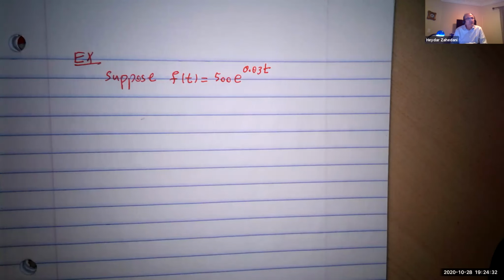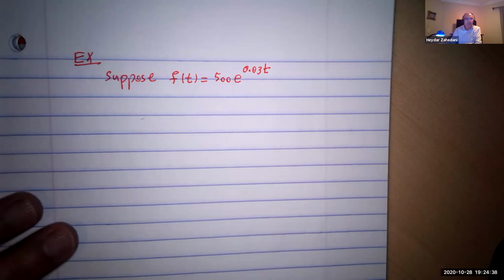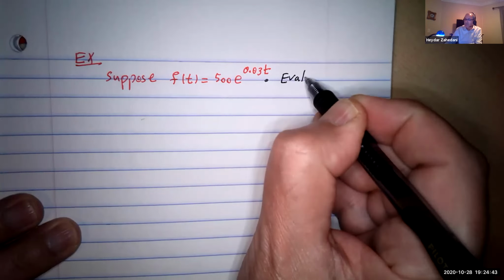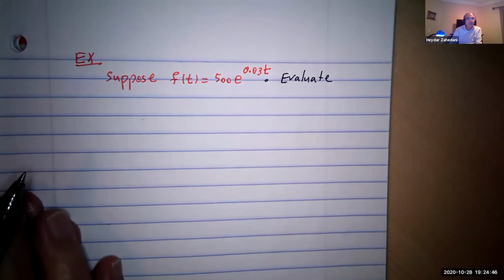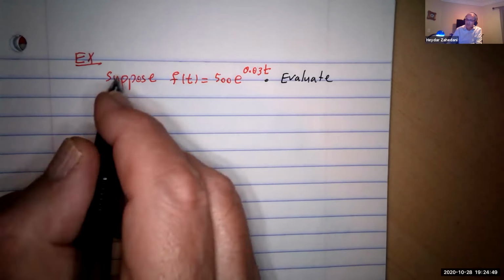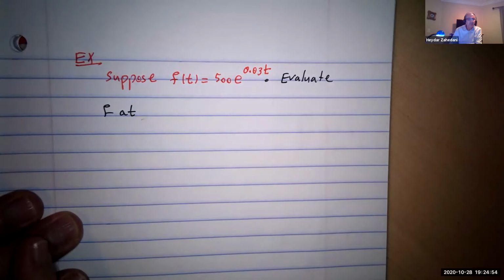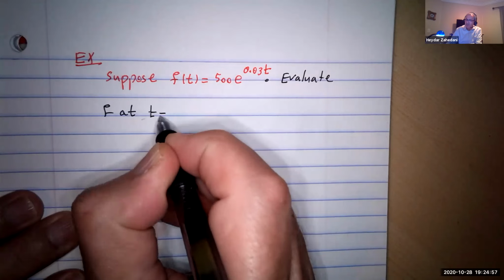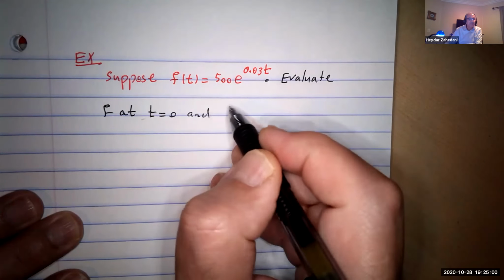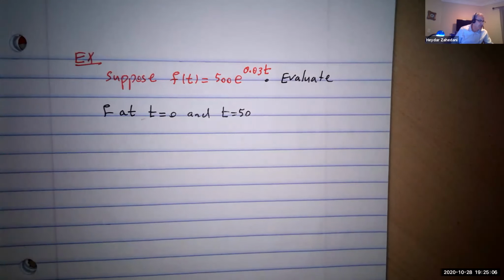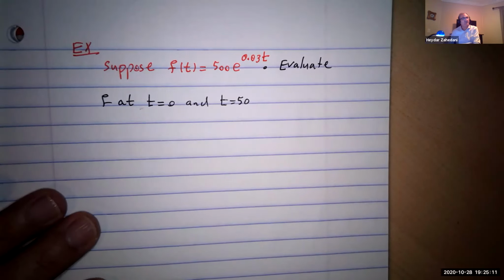For the time being, we give you the model and we ask you to operate with it. We ask you to evaluate it, and eventually you are going to evaluate it at some points for us. Evaluate f at a couple of numbers. We may ask you to evaluate it at t equal to 0, and t equal to 50. So there are various cases that we have. You just substitute and get your result.